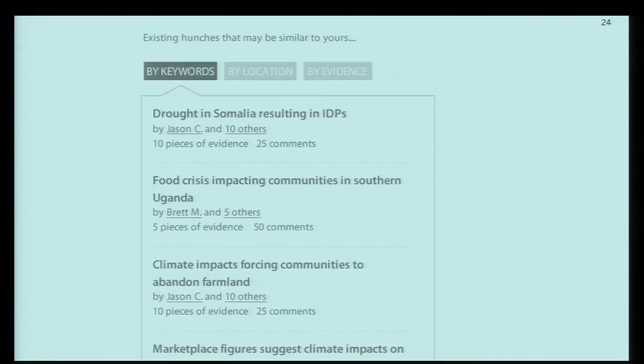And then she has the option to share it. As she's going through, the system will start to surface hunches that are similar to hers. We want to reduce redundancy in the system. So if there are existing hunches along the same lines as hers, it may be better for her to join that discussion rather than start a new one. The system will surface hunches based on keywords, description, and location.